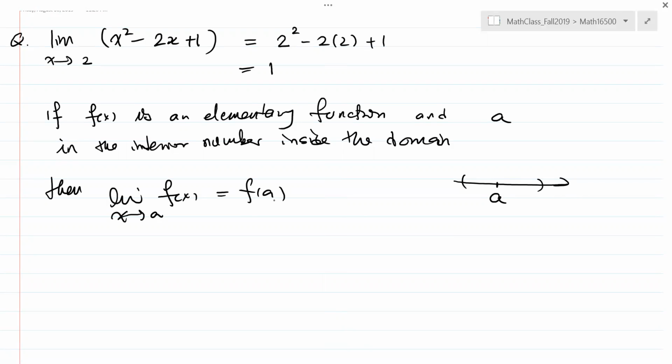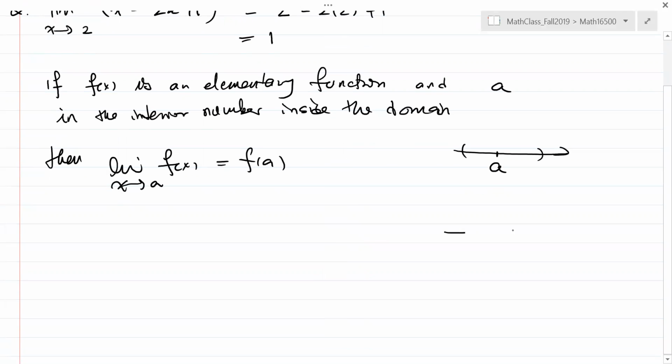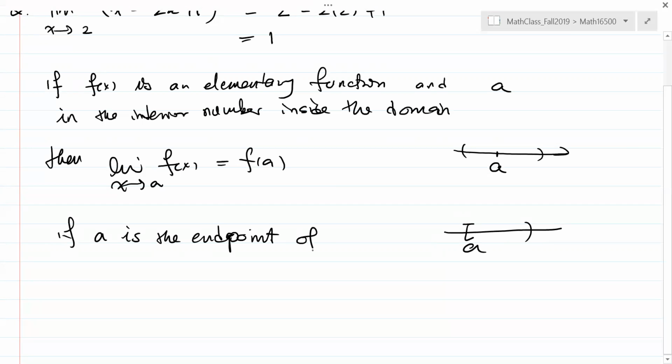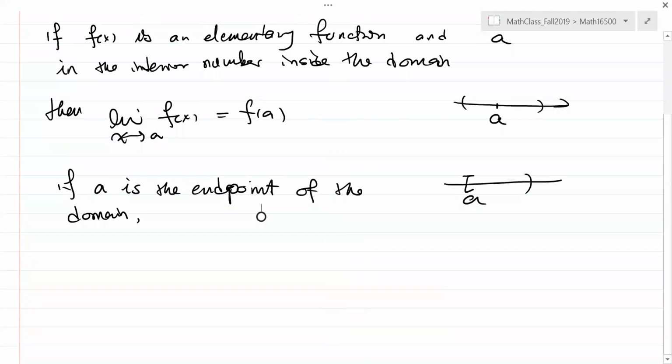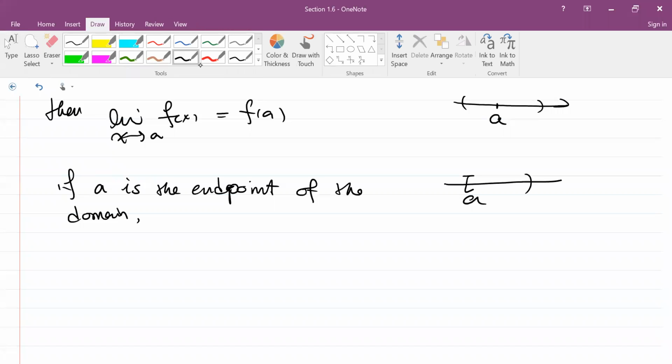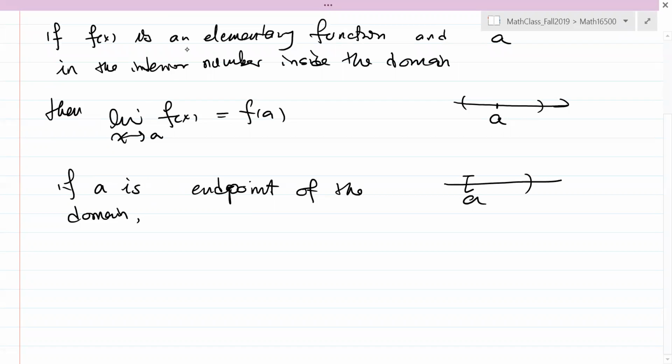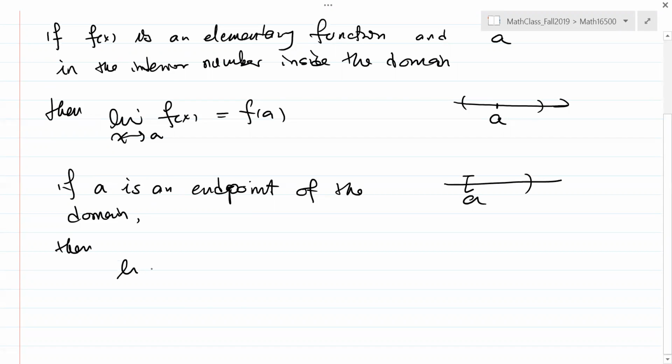Now, what happens if a is the endpoint of the interval? If a is an endpoint of the domain, it can be the left endpoint or the right endpoint, so I just say endpoint. Then you can only talk about one-sided limits, and the limit is still equal to the value of the function.